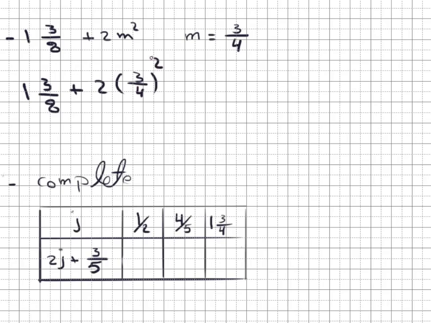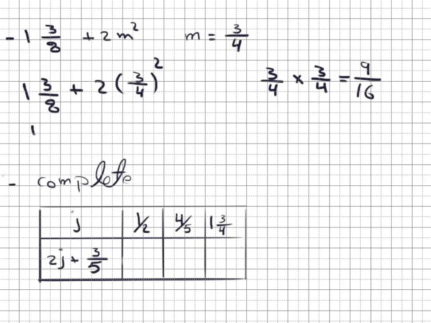From the exponent we know any number squared, or any number raised to exponent 2, means this number multiplied by itself. 3 over 4 multiplied by 3 over 4. And the answer here, 3 times 3 is 9, over 4 times 4, 16. Now we can write here 9 over 16.